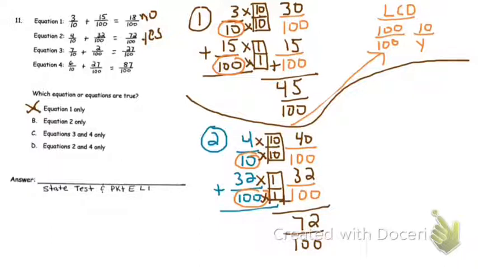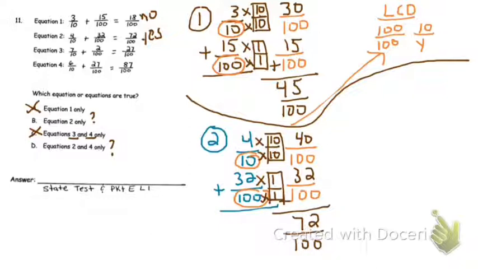So let's look down at my multiple choices. I already crossed out A. B says equation 2, so that may be a correct answer. I'll put a question mark there. C says equations 3 and 4 only. Well, that wouldn't be possible because I know equation 2 is correct and it's not listed there. So I am going to cross out letter C. D says equations 2 and 4 only, and since there's a 2 in there and I know 2 is correct, that could possibly be a choice as well.